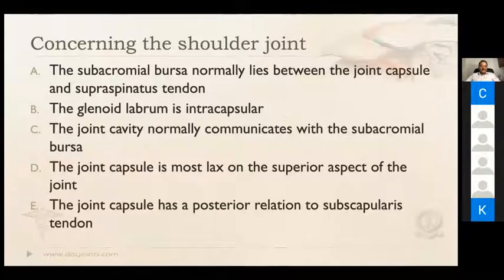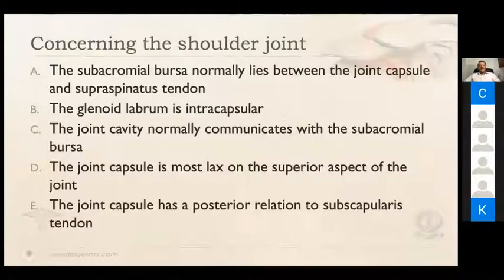Not a right statement. It lies above the supraspinatus. The joint capsule is below the supraspinatus, and the subacromial bursa is above the supraspinatus and between the supraspinatus and the acromial arch. Glenoid labrum is intracapsular, right? Yes. And the joint cavity normally communicates with the subacromial bursa. Right or wrong? No, it's wrong. You're right. That's a wrong statement.